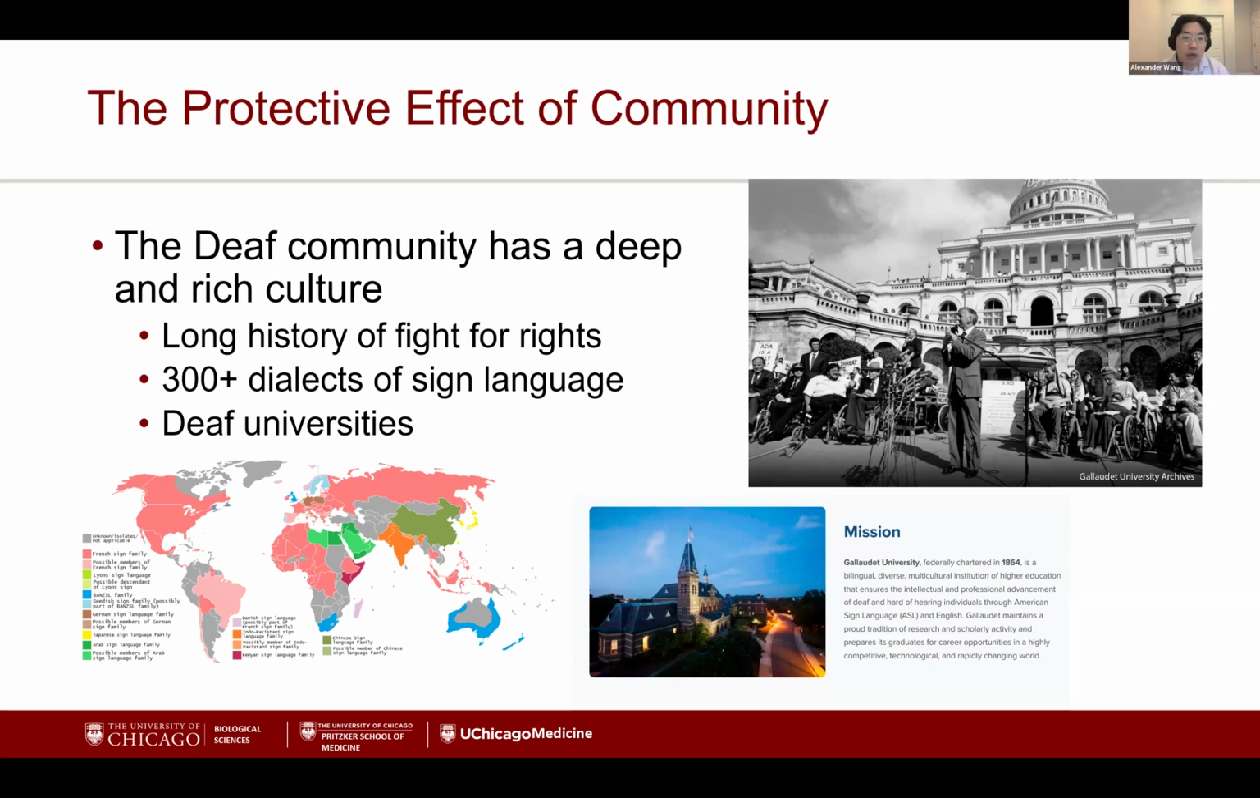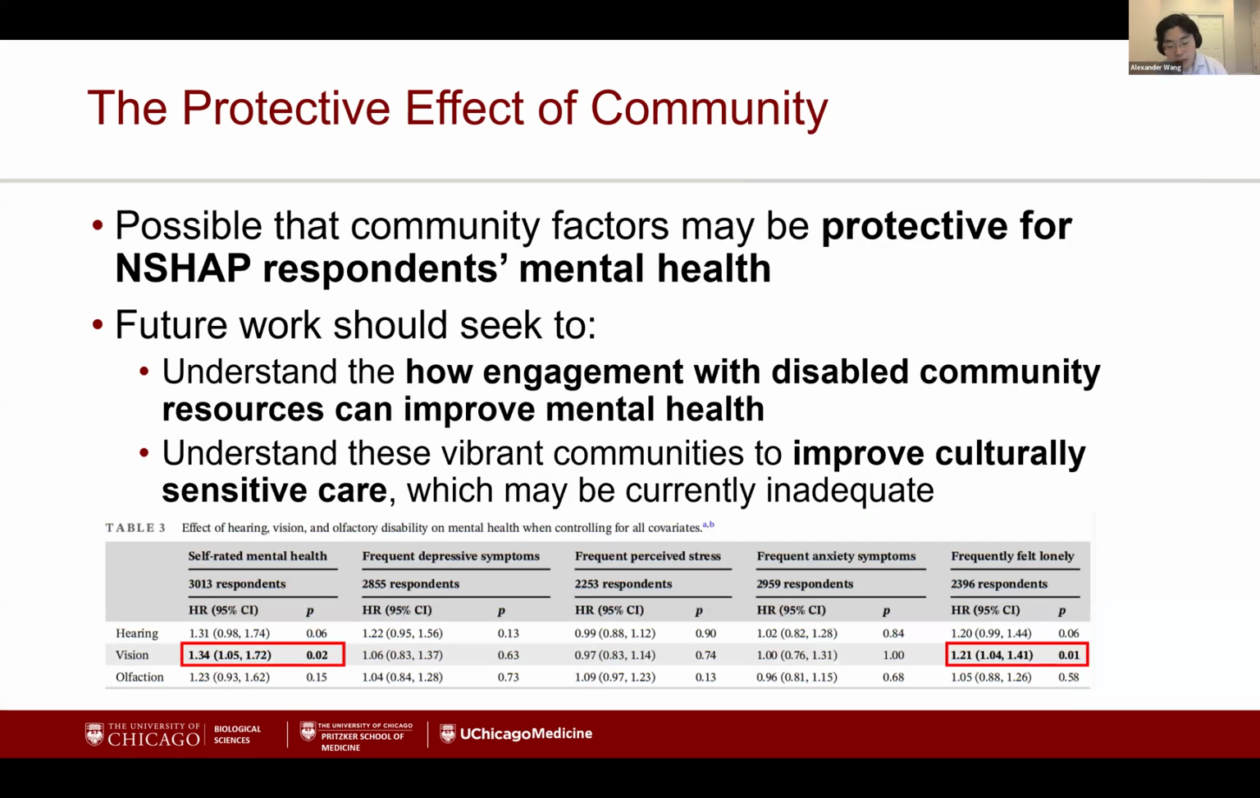And there's a lot of really rich history and linguistic diversity just from a historical standpoint, right? And then deaf universities. Gallaudet University, which I mentioned earlier, was chartered in 1864 and continues to be an educational institution with a mission of educating deaf students, providing bilingual teaching. I talk about all of this, jumping back into the study, because it's possible that these community factors may be protective for the NSHAP respondents' mental health, right?